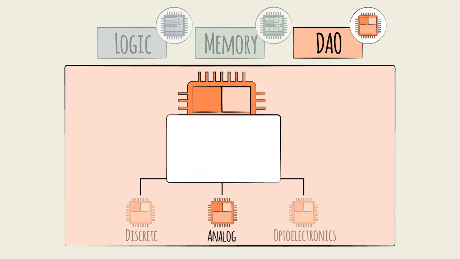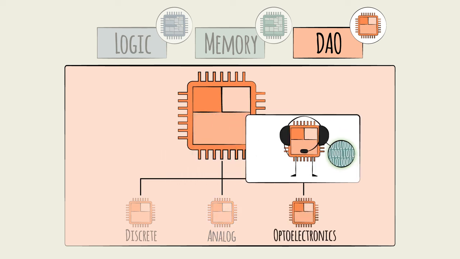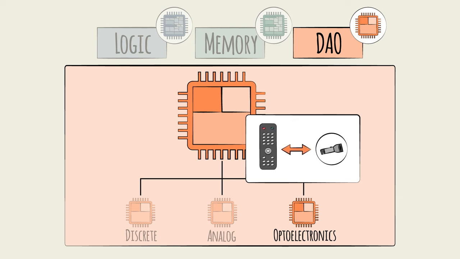Analog chips are used specifically for converting non-binary information, like audio inputs, into binary code, ones and zeros. These are like the translators. They allow the digital world to speak with the analog one. Optoelectronics chips play a similar function, but for visual inputs and outputs. They translate light into digital signals and vice versa, for example, in a TV remote control.